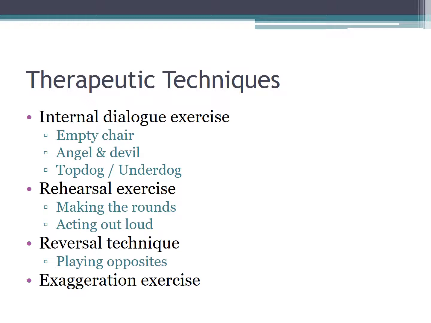Reversal technique plays opposites. And then, of course, we have the exaggeration exercise. Again, the person in the therapy is asked to repeat and exaggerate a particular movement or expression, such as frowning or bouncing a leg, in order to make the person more aware of the emotions attached to that particular behavior. So we're trying to figure that out. What is the emotion attached to this? What makes you do these particular things?